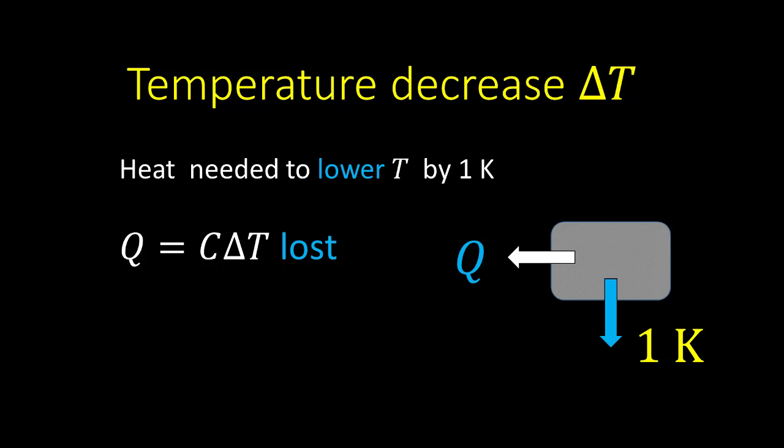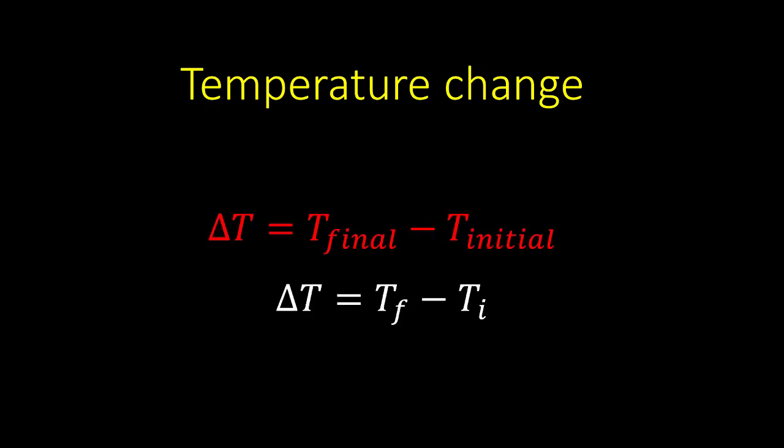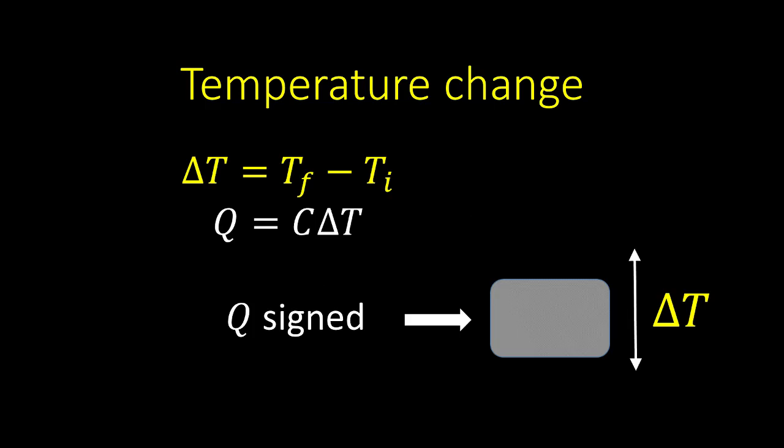To be precise, let the change in T be defined as delta T equals T final minus T initial, or more concisely, Tf minus Ti. Then for an increase in T, delta T is positive, and for a decrease, it is negative. Then Q equals C delta T is the signed heat added to the object.